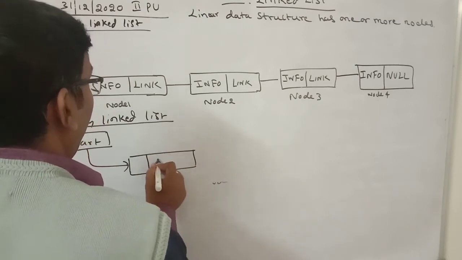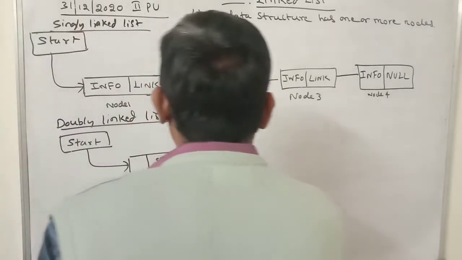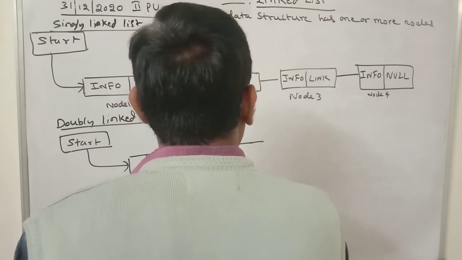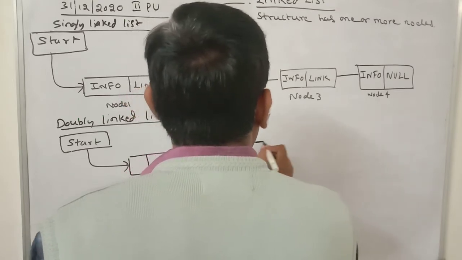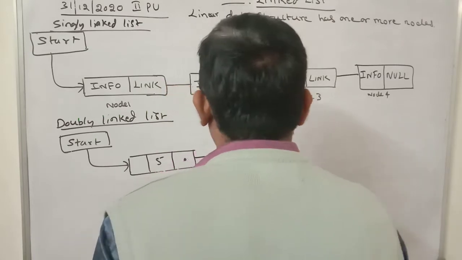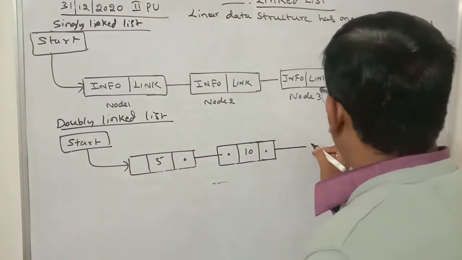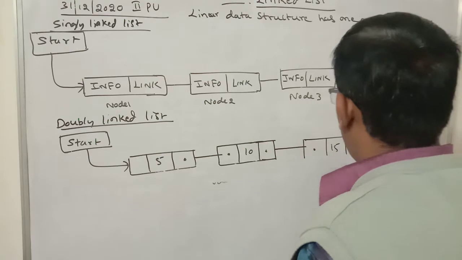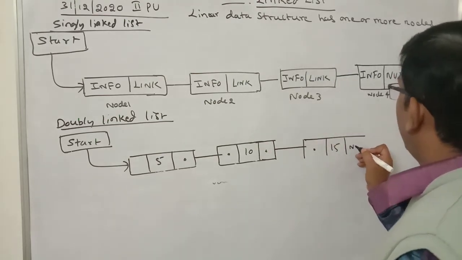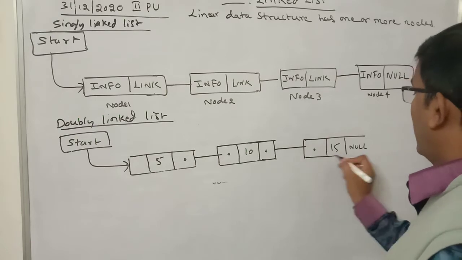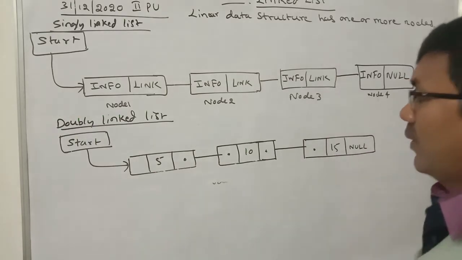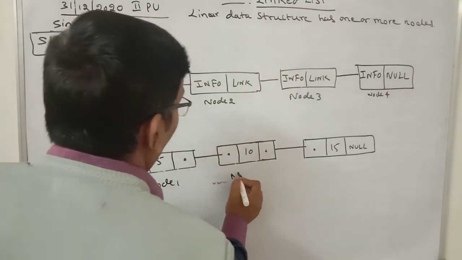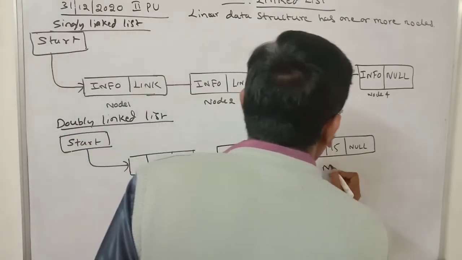Here you can have 5, a link part, then again a link, some 10, again a link part, then 15, and then null. Okay, see here, this is node 1, node 2, and node 3.